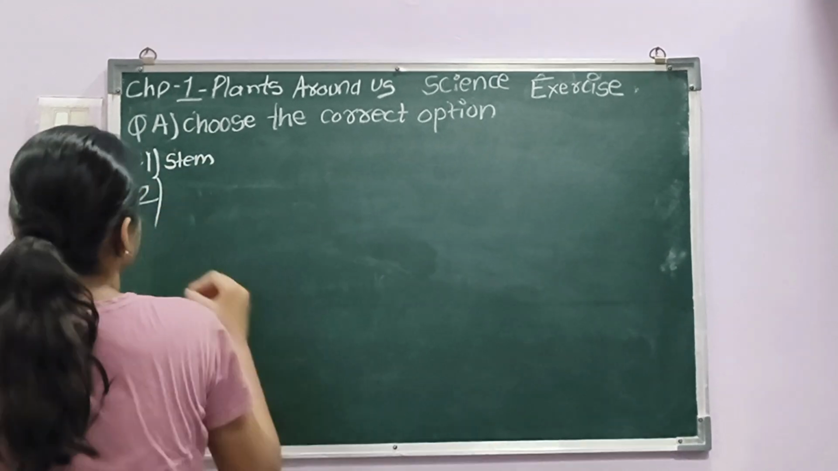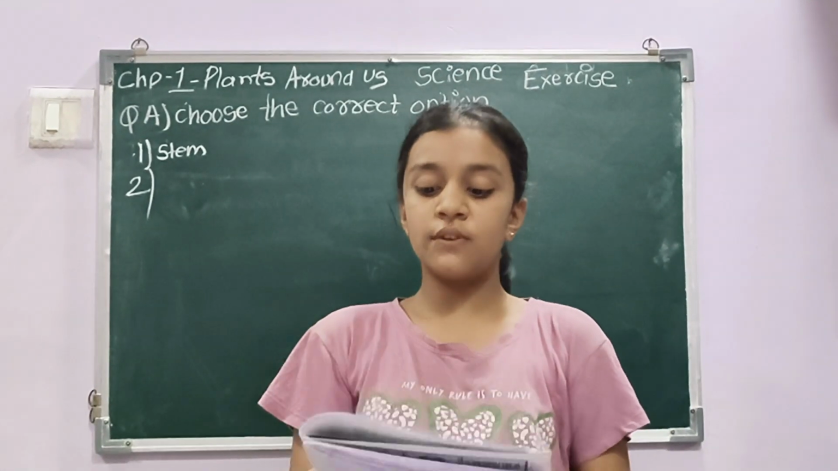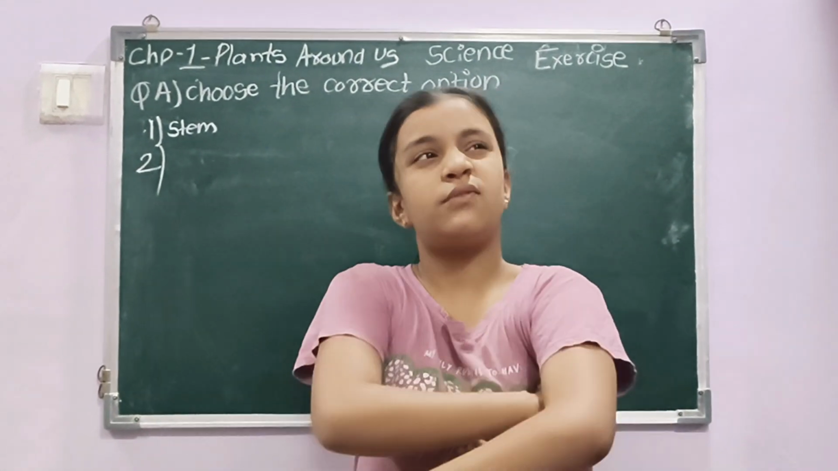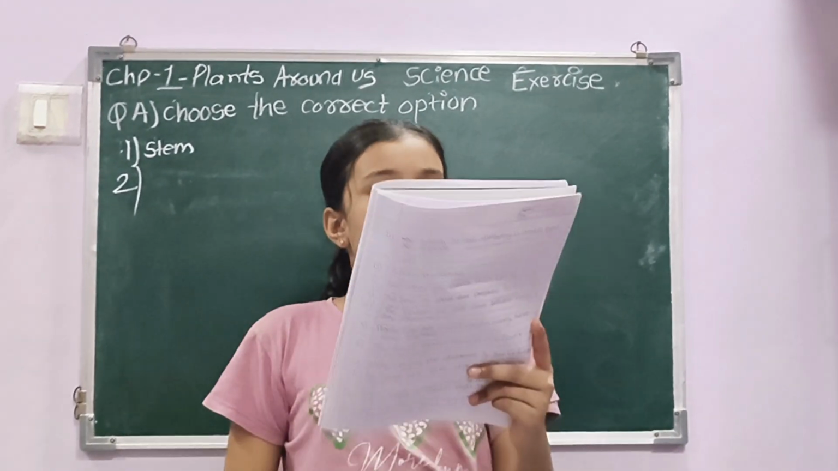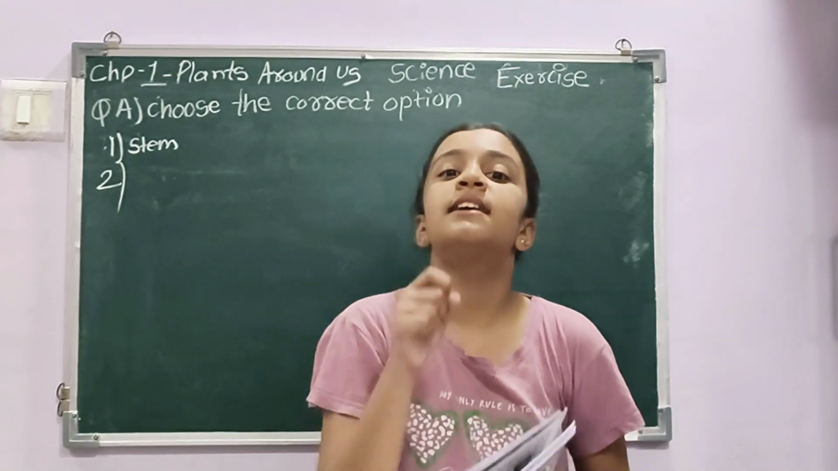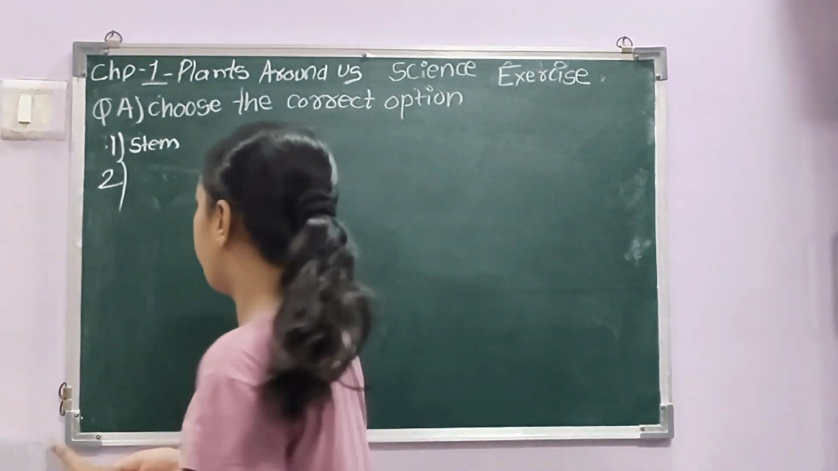Now second answer is C. Which of the following is not a function of the roots? Function of the roots? Yes, there are three functions, but one of them is incorrect. Roots prepare food for the plants. This is the incorrect statement in all the four.